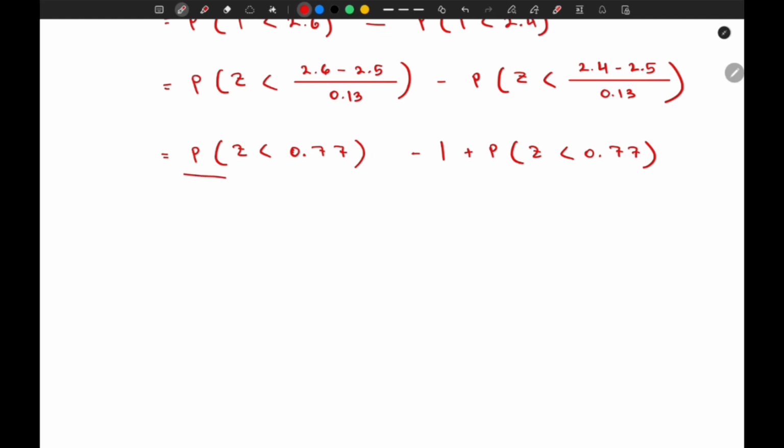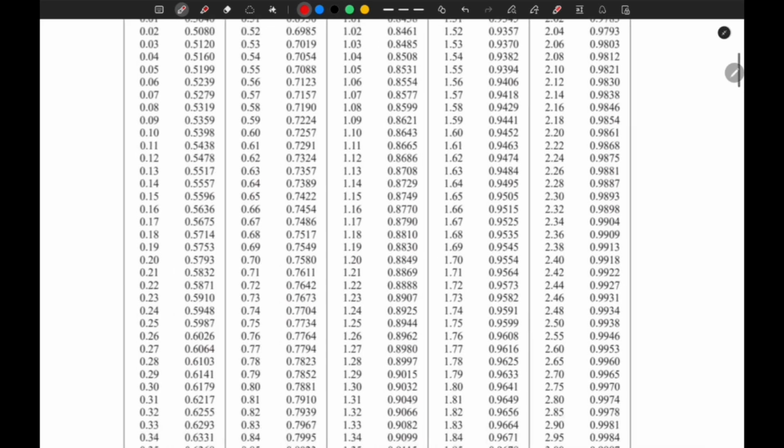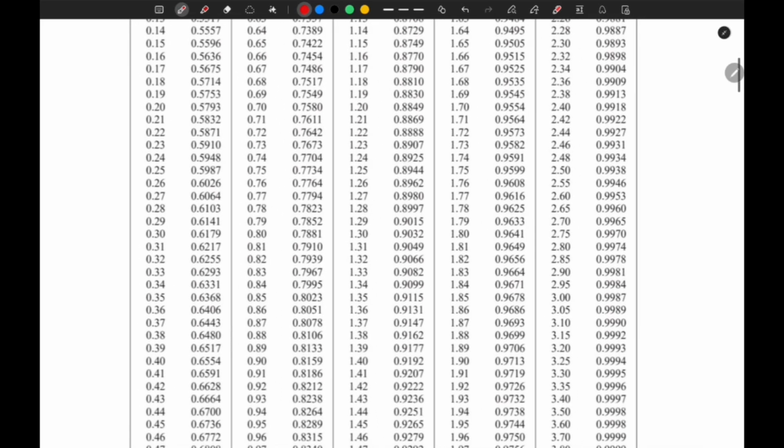Now there are two identical values. So we can write this as 2 times the probability of z is less than 0.77 minus 1. Now, in order to get this value, you need to go back to the statistical table and find out the value of phi z. So the value of z was 0.77. So when the value of z is 0.77, the value of phi z is 0.7794.